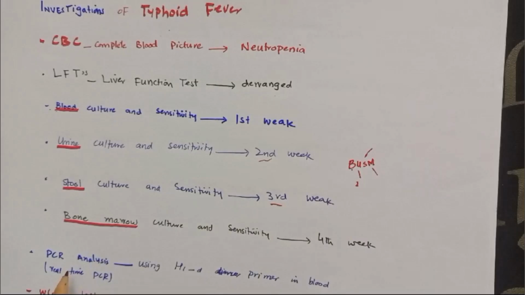Then often we do the PCR analysis, real-time PCR. And in previous times, we often did the Vidal test. It gives inaccurate information as it cross-reacts with other infectious agents. And nowadays, the Vidal test is discouraged for typhoid fever.